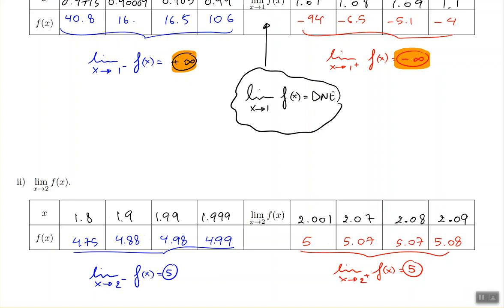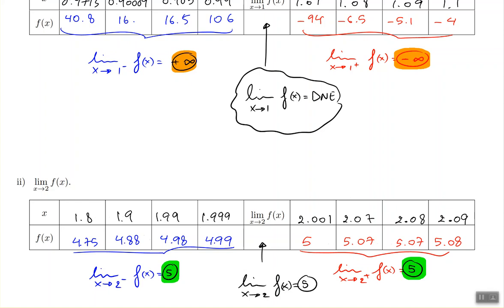So what does that mean about the guy in the middle? That means that the limit as x approaches 2 on this function f of x is equal to also 5. That's because the left limit and the right limit are agreeing with each other. They're both turning out to be 5, so that means in the middle there should be a 5 as well.